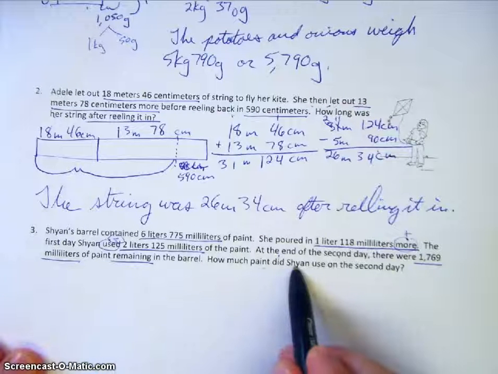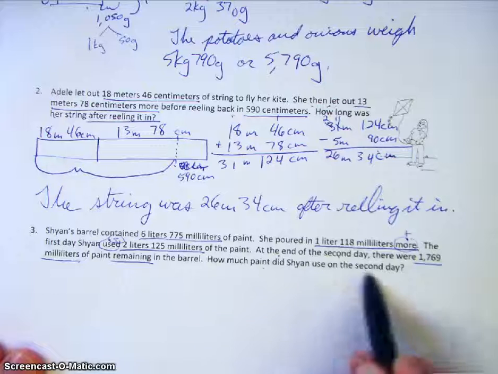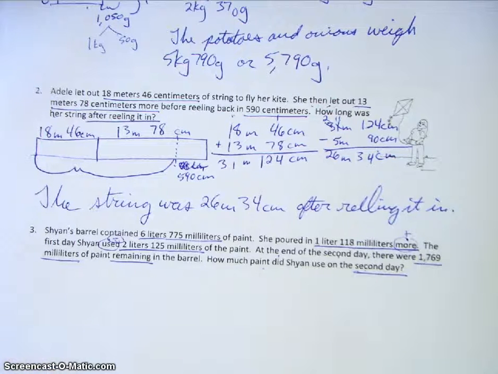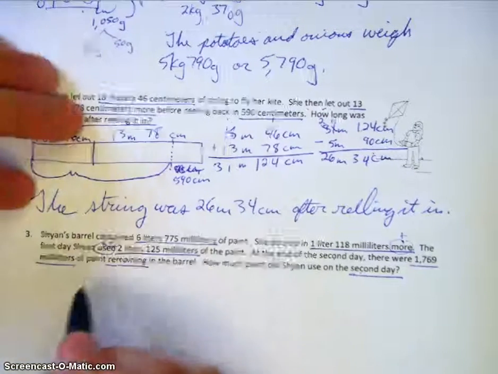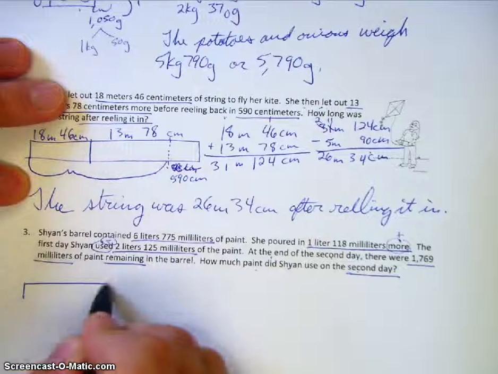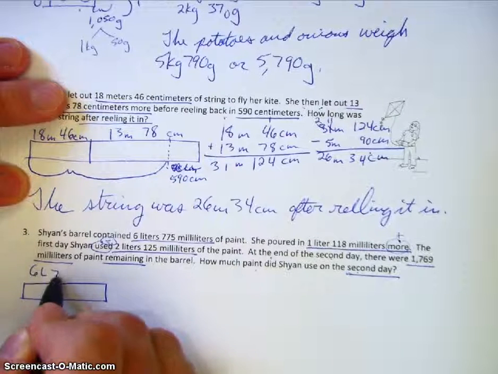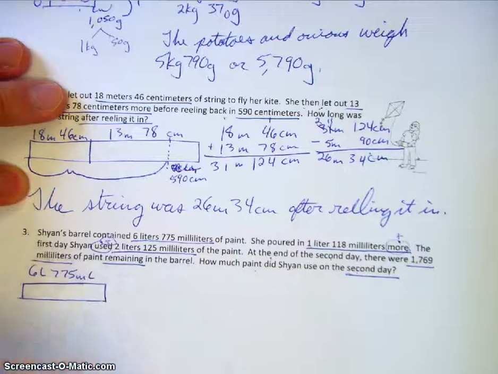How much paint did Cheyenne use on the second day? So we need to know just the second day. Okay, so there's a lot in this problem. So let's break it up into pieces here. So she has some paint. That's 6 liters, 775 milliliters.